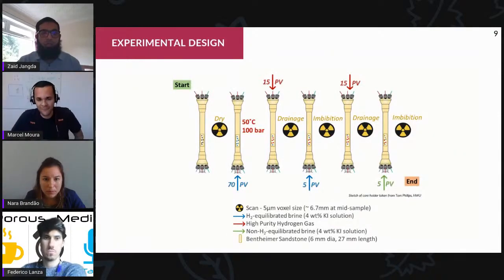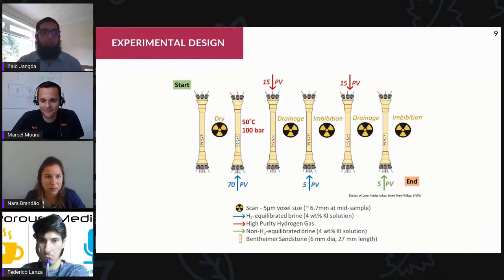For our experiments, the plan was to conduct cyclic hydrogen experiments. We injected hydrogen, scanned it, and then displaced it with brine, and then scanned it. So after each stage, we scanned it. We started off first with a dry scan. Then we increased the temperature, increased the pressure, set the reservoir temperature conditions, and then we did our experiments.